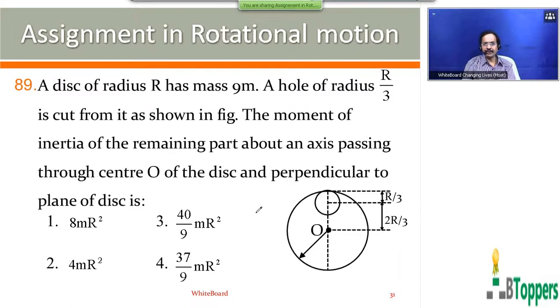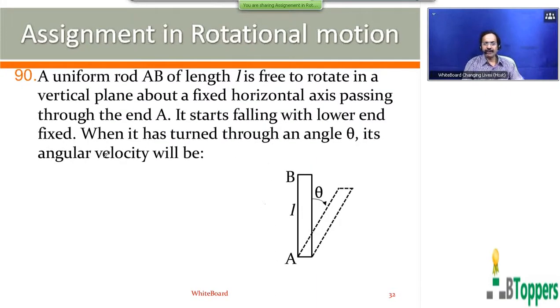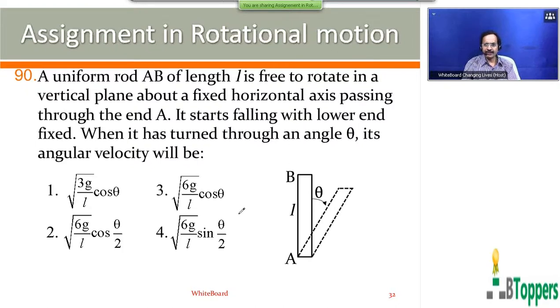So I am going to show you the next question, that is the last question in this assignment, in this class. See the question number 90. Uniform rod AB of length L is free to rotate in a vertical plane about a fixed horizontal axis passing through the end A. It is released from the horizontal position with the lower end fixed. When it has turned through an angle theta, its angular velocity will be. Come on, take a pause and finish trying the question.